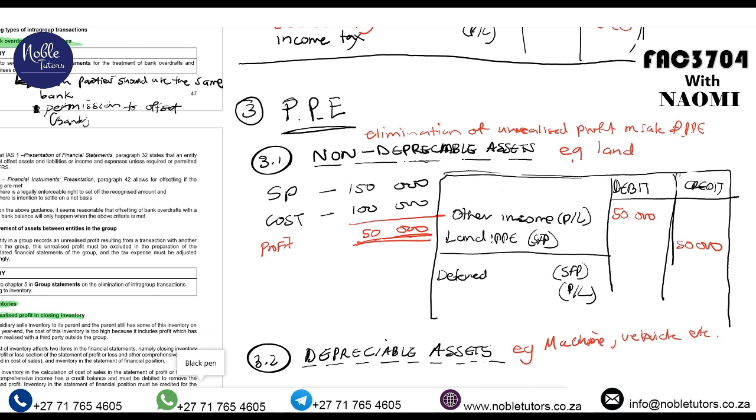Deferred tax. And which tax account goes to profit and loss? Income tax. Awesome, right? Now, there's something new we need to learn. When calculating taxation on land, we need to keep in mind that land is realized through sale, so capital gain will kick in. And remember, guys, when you're calculating capital gain, we calculate tax at 80%.